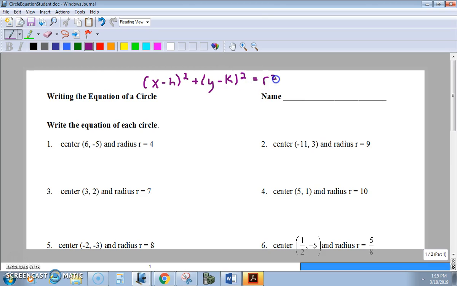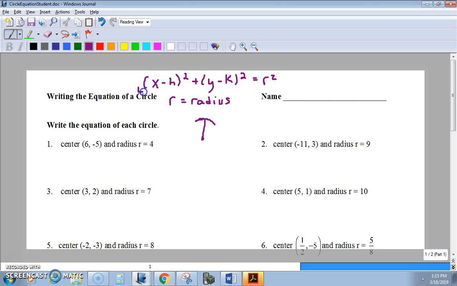equals r squared. Whenever we're dealing with circles, you're going to want to remember that r is going to be your radius, right? The radius is the distance from the point in the center to any edge of the circle, right? That's the radius. It's going to be the same length no matter where you draw it in the circle.